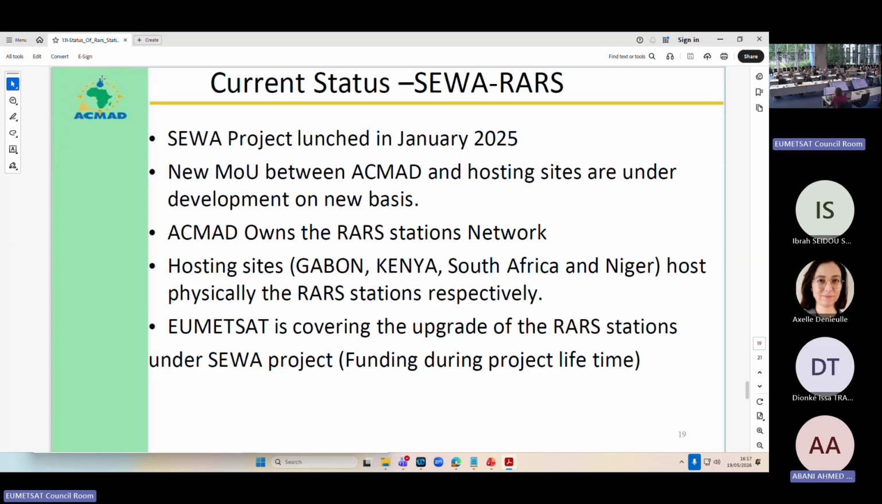That needs to be considered, to facilitate some training for them, in terms of WIS for instance, so that they best support the stations, and any other training such as the CSPP meeting and others that will allow all the host site station operators to really manage the stations. EUMETSAT is covering the upgrade of the RARS stations and this SEWA initiative. Next slide, please.